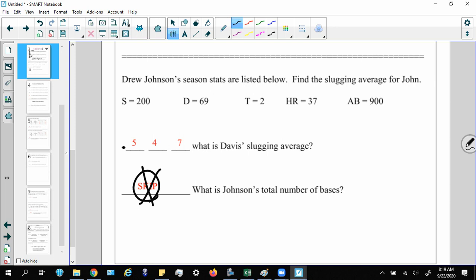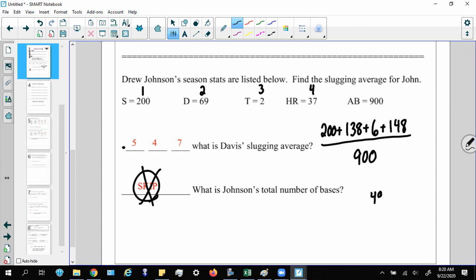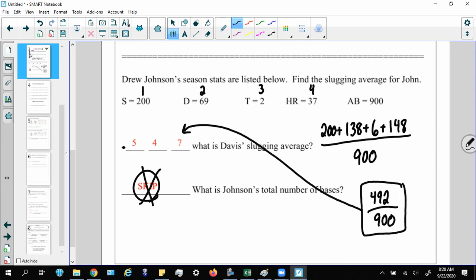If you remember for this particular problem, singles get multiplied by 1, doubles get multiplied by 2, triples by 3, home runs by 4. So it's going to be 200 plus 2 times 69, which is 138, plus 3 times 2 is 6, plus 37 times 4, which is 148. Then 200 plus 138 plus 6 plus 148 gives me 492. Divide that by 900, and when you do that, you'll get .547.